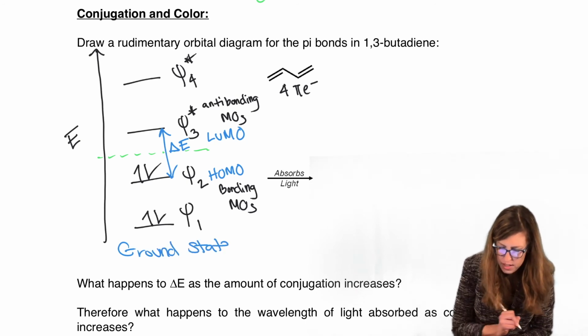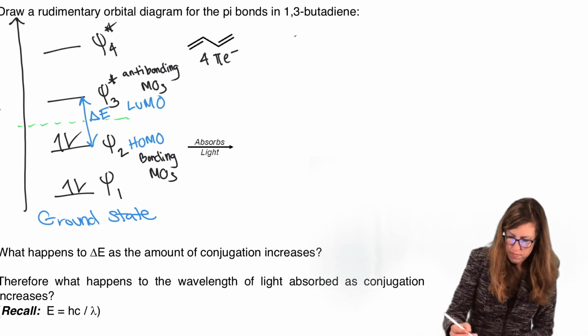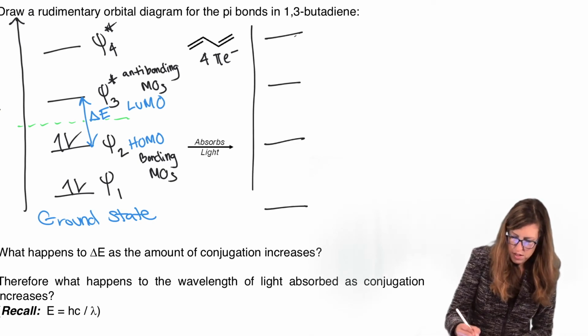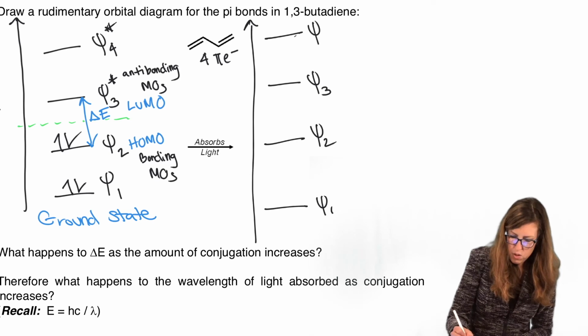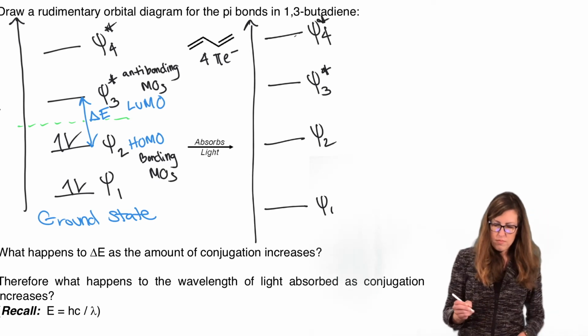Let's get it to the excited state. So that would mean we have the same energy levels. So we'll sketch those out real quick. Psi1, Psi2, Psi3, Psi4, sigma star, there we go.